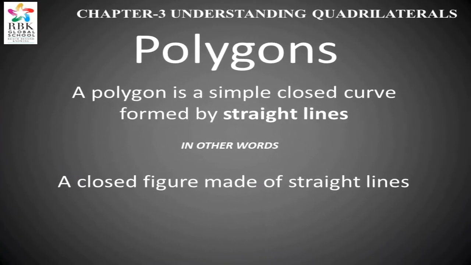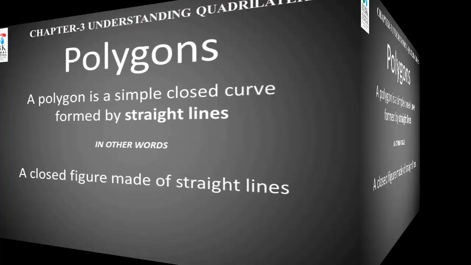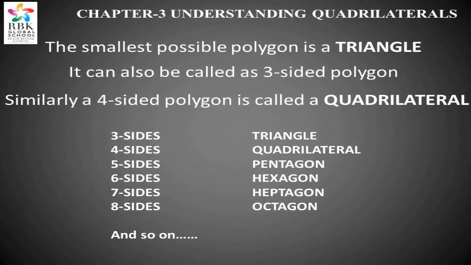A polygon is a simple closed curve formed by straight lines. In other words, a closed figure made of straight lines. The smallest possible polygon is a triangle, which can also be called a three-sided polygon. Similarly, a four-sided polygon is called a quadrilateral, a six-sided one a hexagon, and so on.